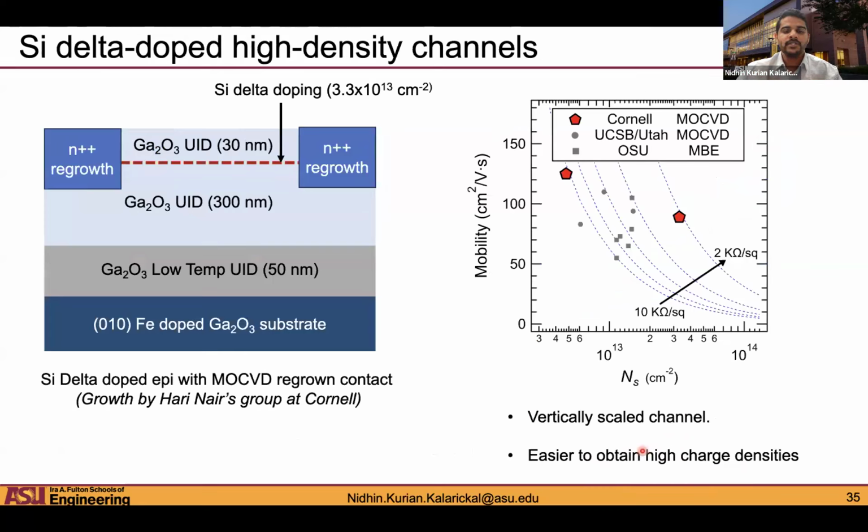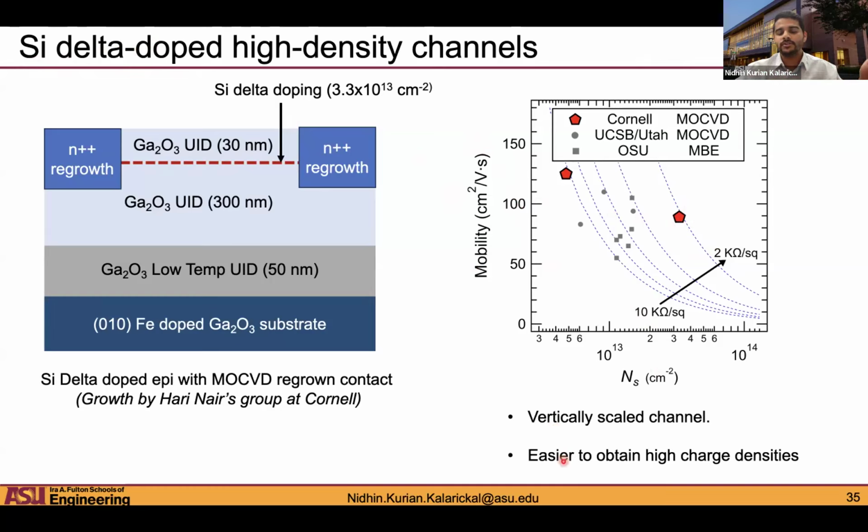Okay, and so these samples were grown at Cornell. So this is the structure that was used. This was grown by Dr. Heidi's group at Cornell, and we're essentially using a silicon delta doped channel with a very high charge density. We're using a charge density of around 3.3 times 10 to the 13. Based on the measurements that we've done, this is the data point for the charge density and mobility. The mobility that we got for this specific sample was roughly around 90 centimeters squared per volt second. So why are we using silicon delta doping? Well, silicon delta doping allows you to get spatially confined channels.